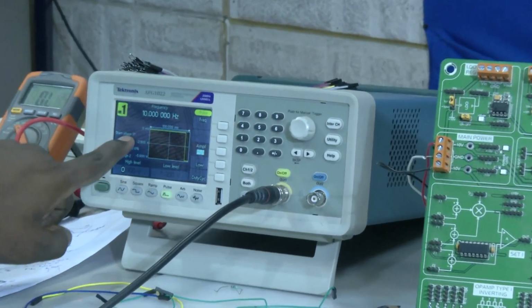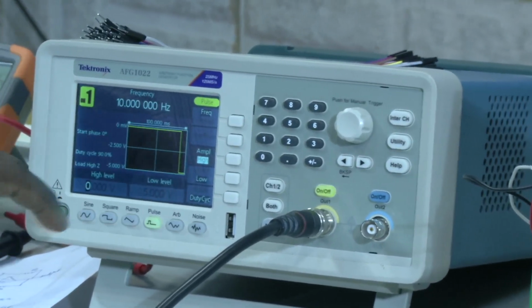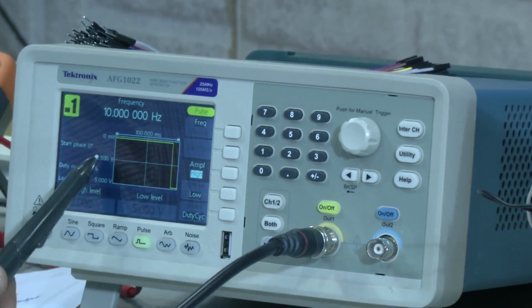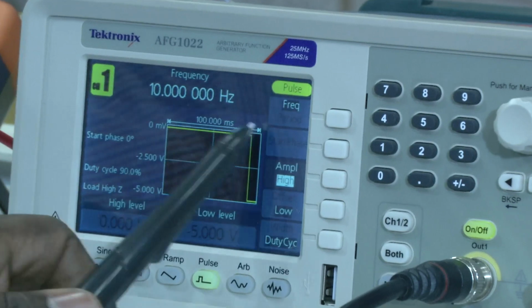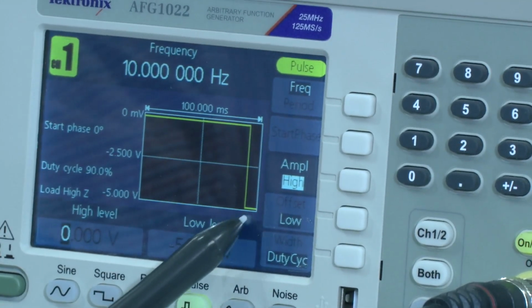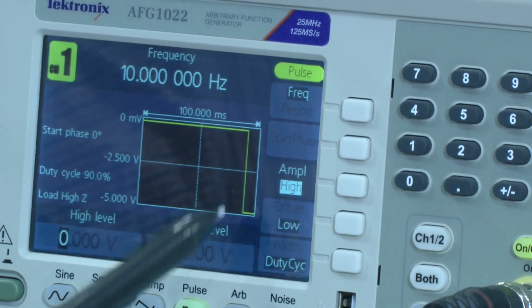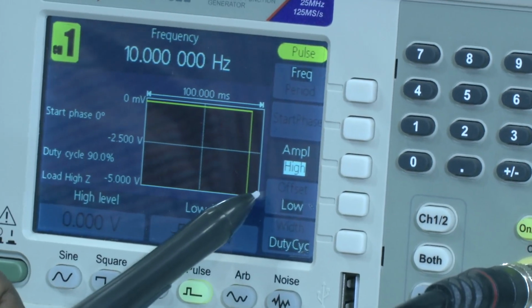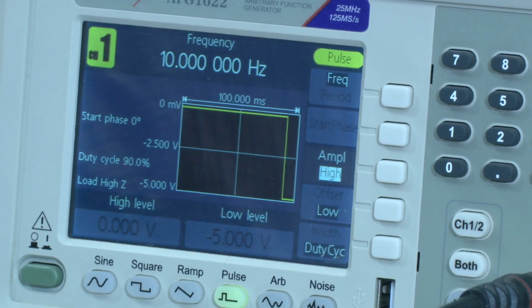We made the frequency 10 hertz, high level 0, low level -5 and the duty cycle 90%. Since it is a 90% duty cycle, the on time is more and the off time is smaller, and since the low level is -5, the -5 duration is a little smaller, right.